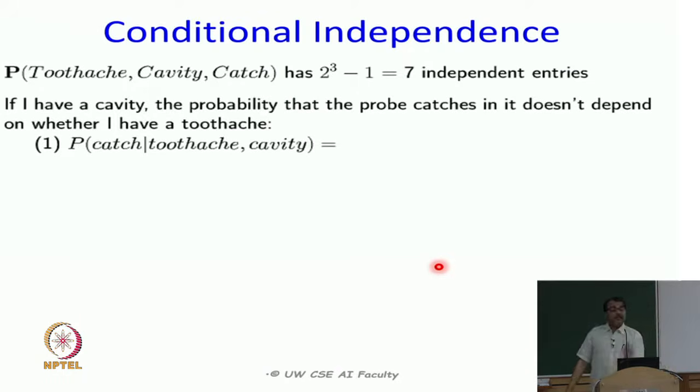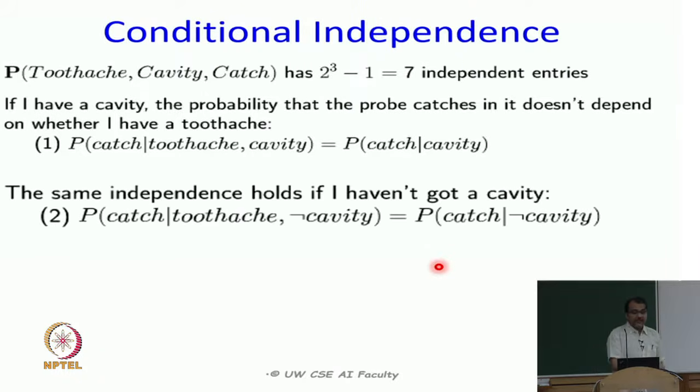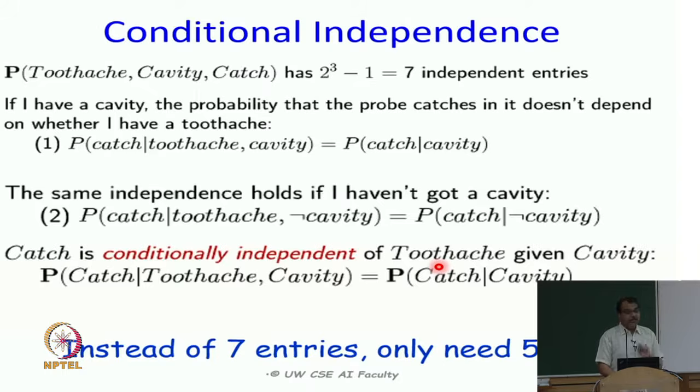So, therefore, mathematically we can say the probability of catch given toothache, cavity is equal to the probability of catch given cavity. And similarly, we can also say the probability of catch given toothache, not cavity is equal to the probability of catch given not cavity. When this happens, we mathematically say that catch is conditionally independent of toothache given cavity.